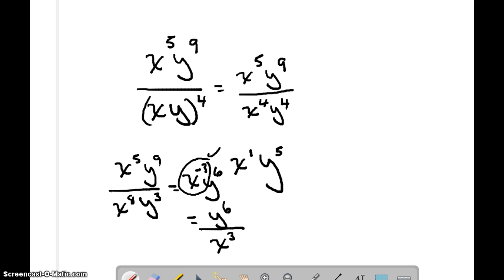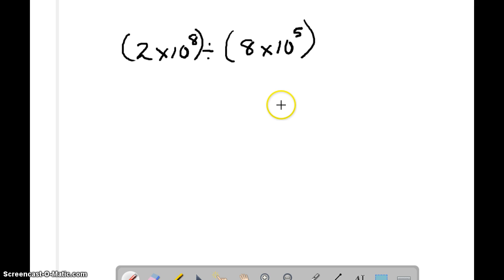Okay. Now the reason it's so important is that when we're dealing with very large numbers, if we can understand the exponent rules, then we can save ourselves a lot of time. And I showed you this in class today, but I want to go over it one more time.